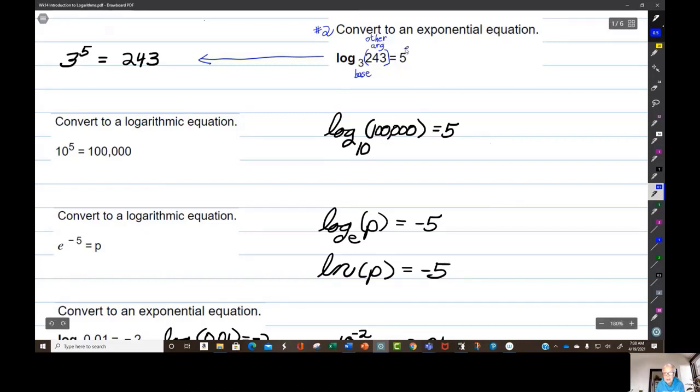This is the exponent. So when we change it to its matching exponential function, here's the exponent, here's the base, here's the argument goes here. Or you can call it the other.